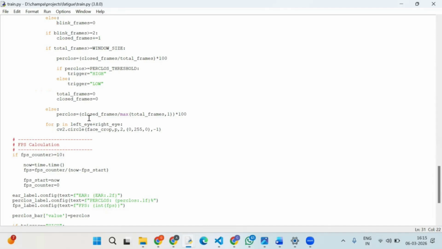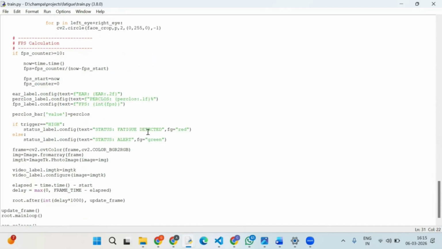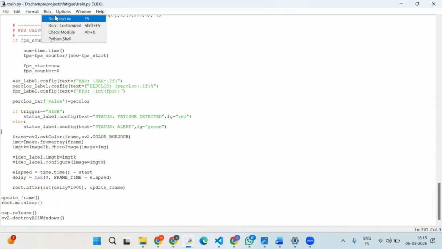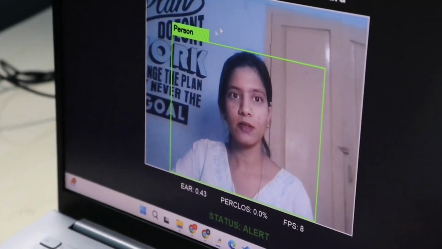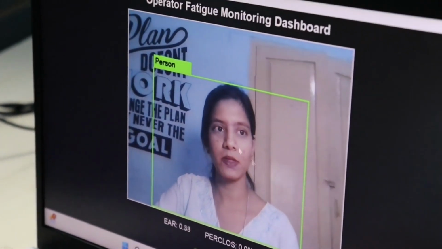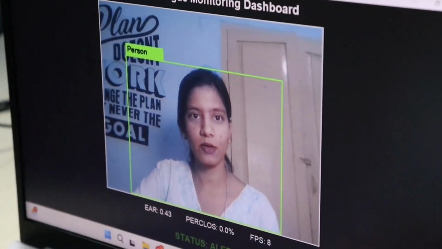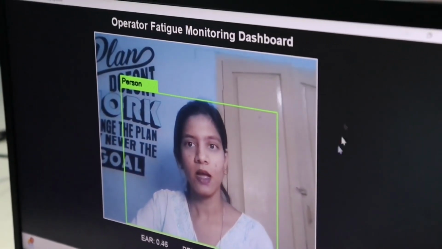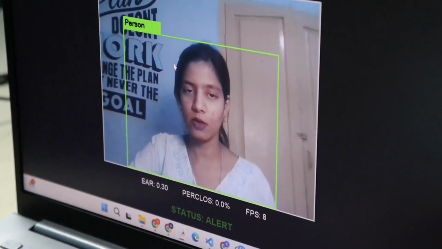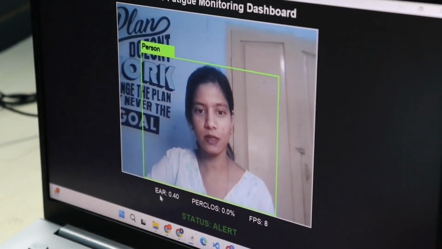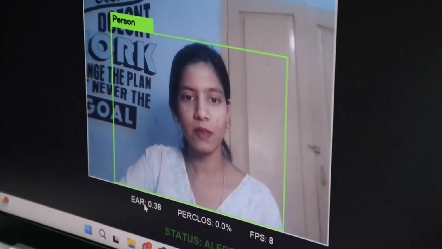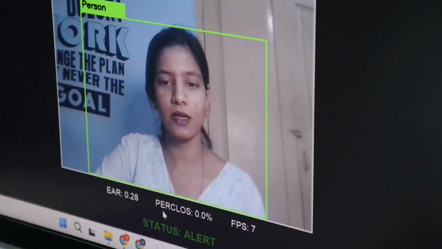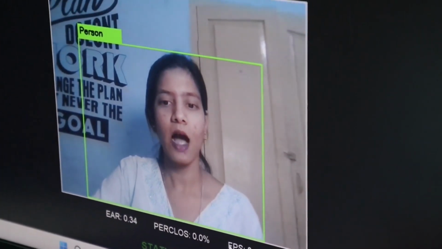In the GUI, we can see a message like fatigue detected, or else if normal, the status should be alert. To run the program, we need to click Run Module. Once we click F5, it will open the GUI. So this is our GUI. Here you can see the Operator Fatigue Monitoring Dashboard. It is detecting the person using YOLO. Here you can see the EAR, the eye aspect ratio calculation, the PERCLOS calculation percentage, and the frames per second.